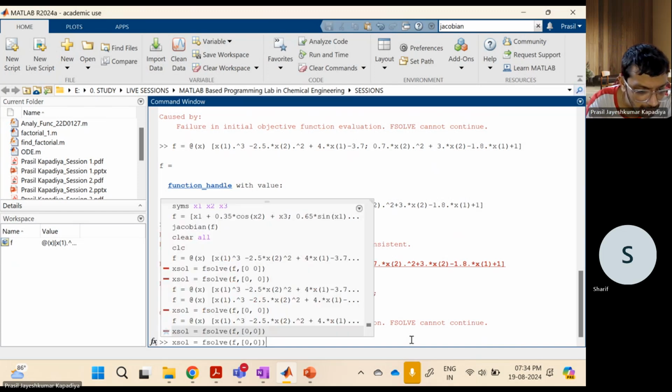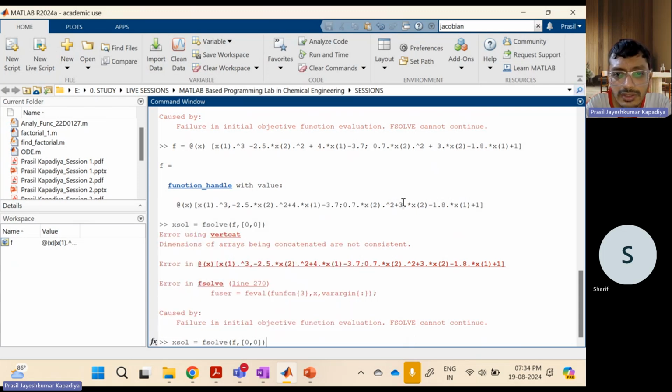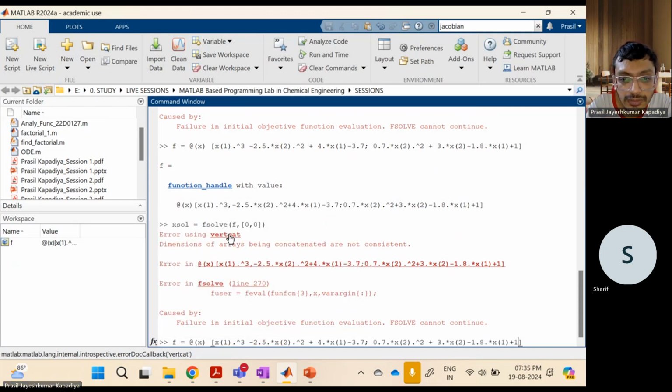I don't know why it's showing error because the equation we have written it correctly. What is the error that it's showing? Dimensions of arrays. The issue is with dimensions of arrays. Why? Is correct.